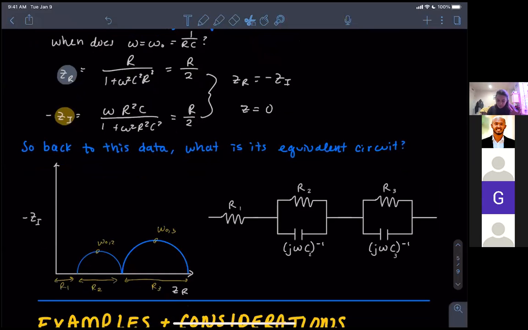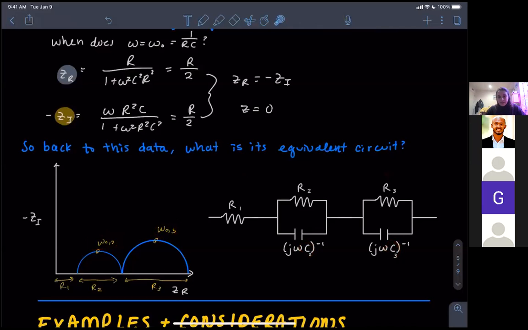And so if I were to make an equivalent circuit, it would be some sort of resistor in series with two RC circuits. And again, these capacitances are determined by your characteristic frequency. You can just back calculate those. And because we know that impedances are additive, this is just going to add to this, this, and this, and that's why they appear one next to each other.